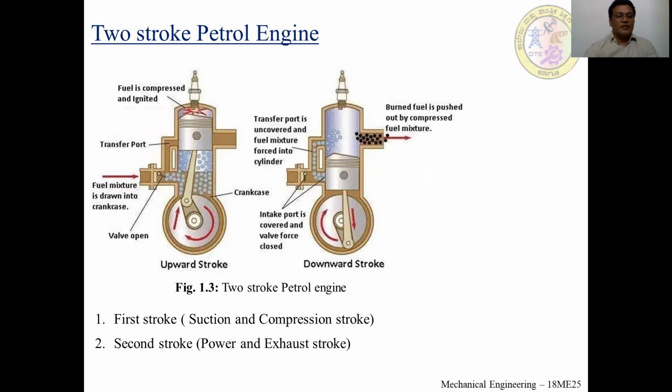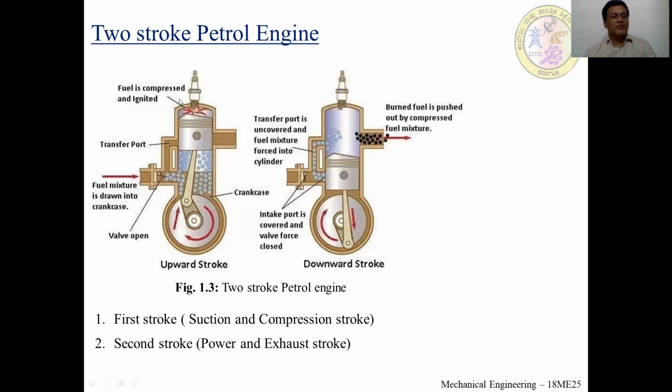Two-stroke petrol engine. Based on the classification we discussed in the earlier slides, classification based on the strokes gives two types of engine: the two-stroke engine and the four-stroke engine. First, we will discuss the two-stroke petrol engine. In a two-stroke petrol engine, the cycle of operation is completed in two strokes of the piston and one revolution of the crankshaft.